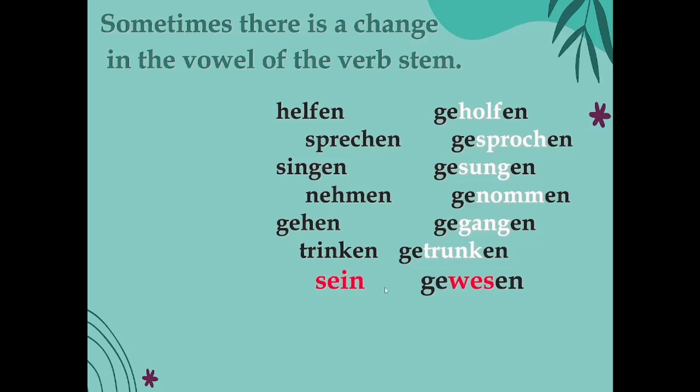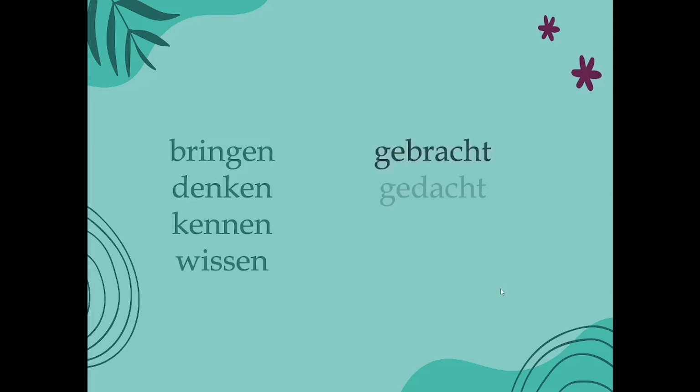The SEIN verb is totally changing. SEIN will get changed totally to gewesen. There are a few more exceptional cases, and examples of those verbs are here. See, bringen. Bringen will get changed to gebracht, mitgebracht. So if I want to say I brought with me something yesterday, then I would say ich habe Wasser mitgebracht. If I want to say I brought water with me, then I'll say ich habe Wasser mit mir mitgebracht.